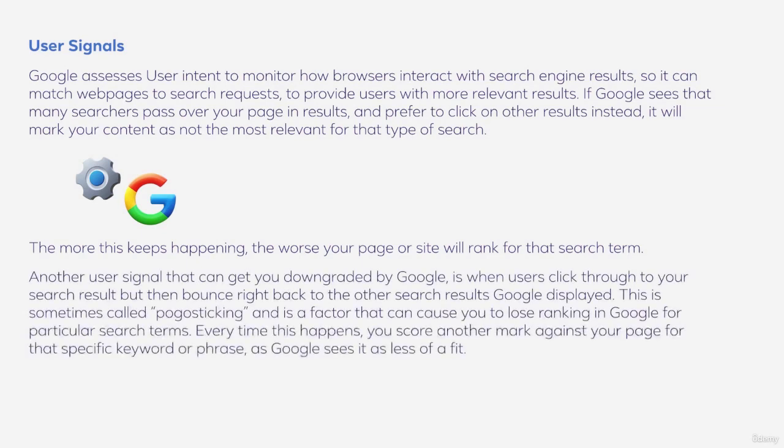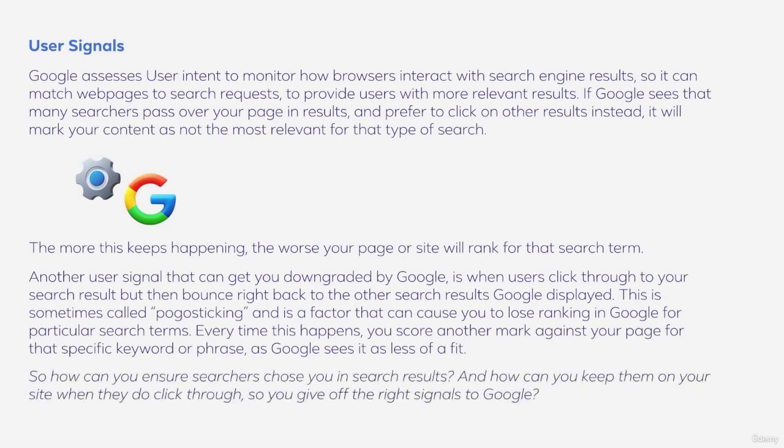Another user signal that can get you downgraded by Google is when users click through to your search result, but then bounce right back to the other search results Google displayed. This is sometimes called pogo sticking and is a factor that can cause you to lose ranking in Google for particular search terms. Every time this happens, you score another mark against your page for that specific keyword or phrase, as Google sees it as less of a fit. So, how can you ensure searchers choose you in search results? And how can you keep them on your site when they do click through so you give off the right signals to Google?